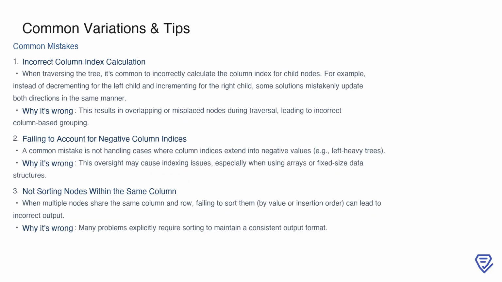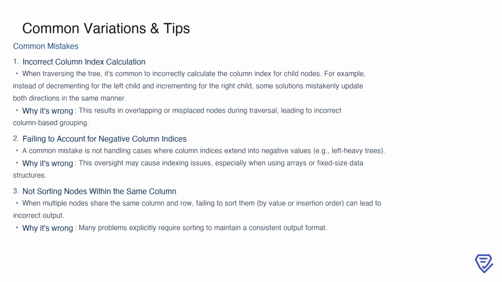When solving the binary tree vertical order traversal problem, there are a few common mistakes to watch out for. First, incorrect column index calculation is a frequent issue. For instance, when traversing the tree, you need to decrement the column index for the left child and increment it for the right child. If you fail to do this properly and update both directions the same way, the nodes will overlap or end up in the wrong columns, which breaks the traversal logic.